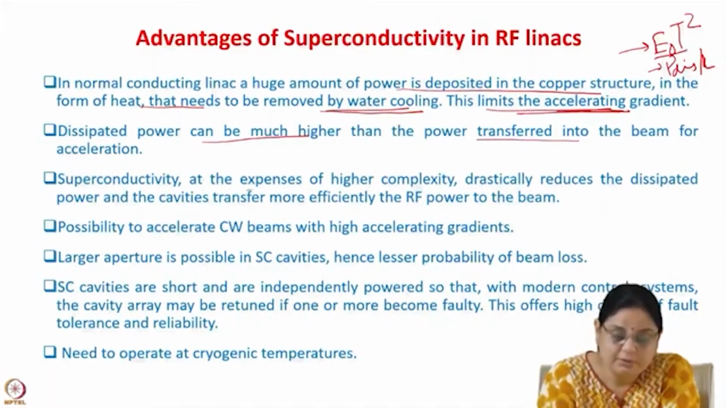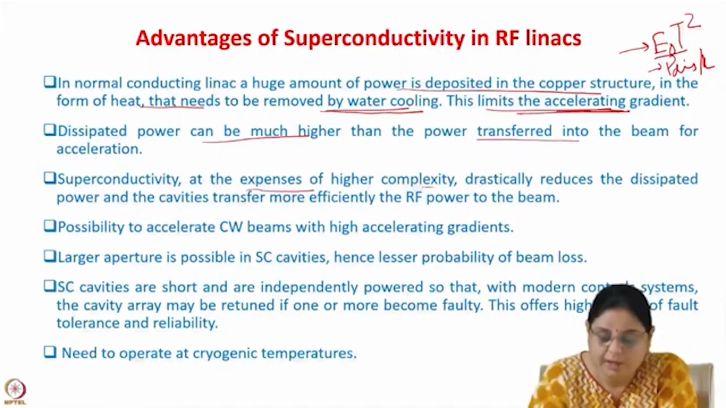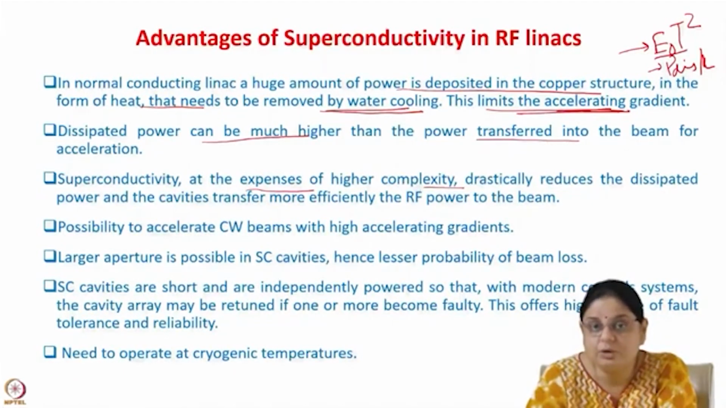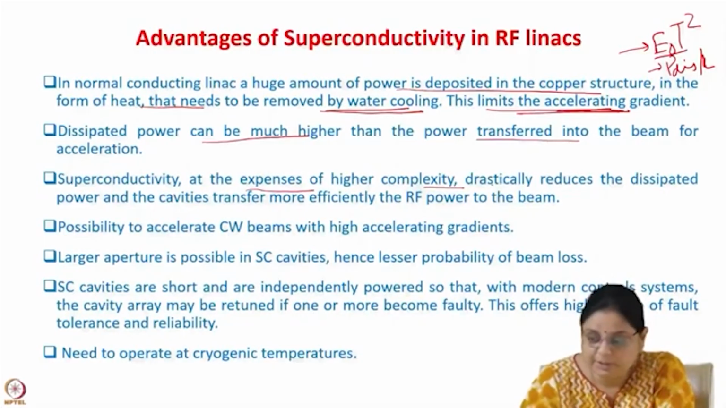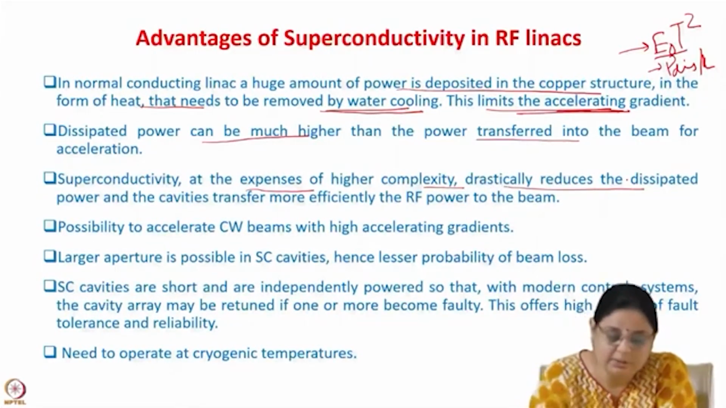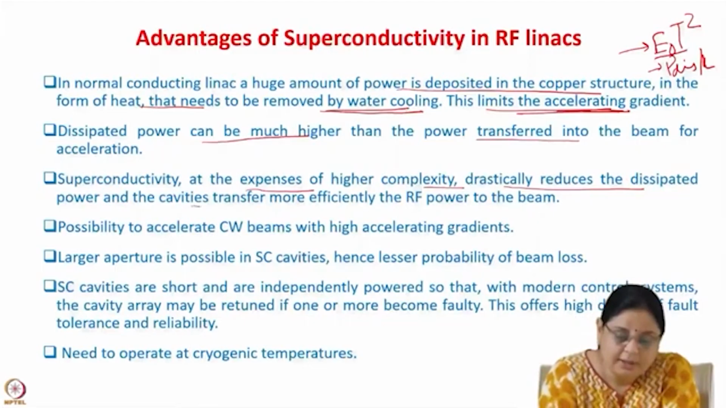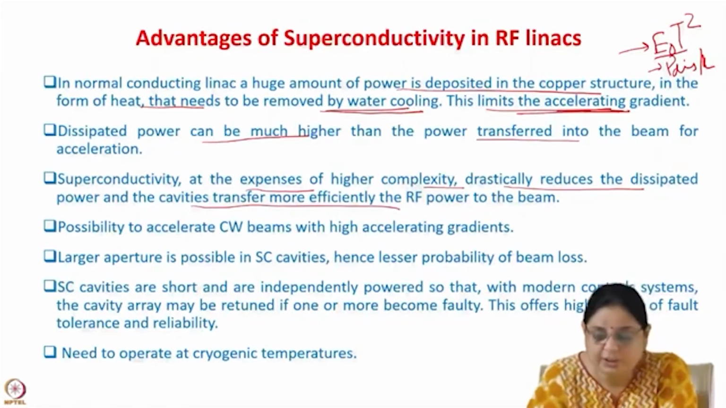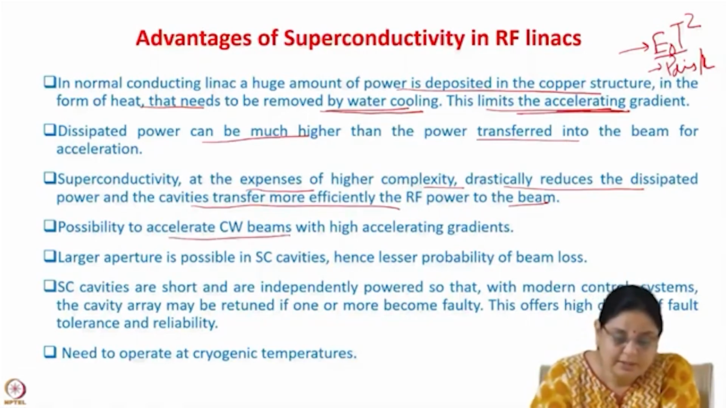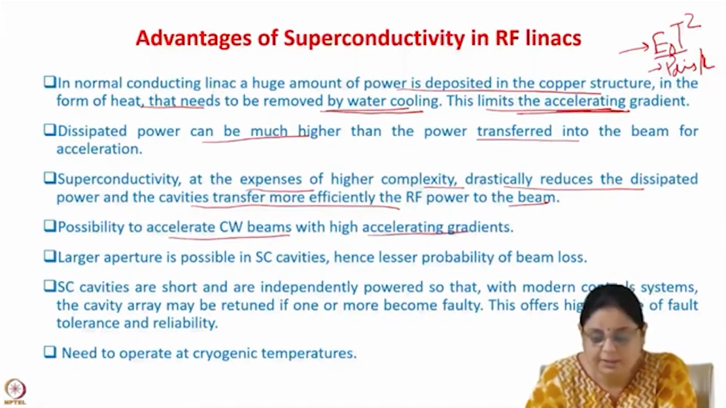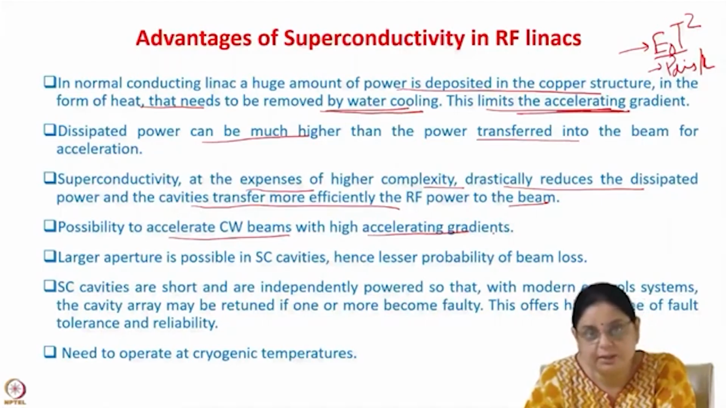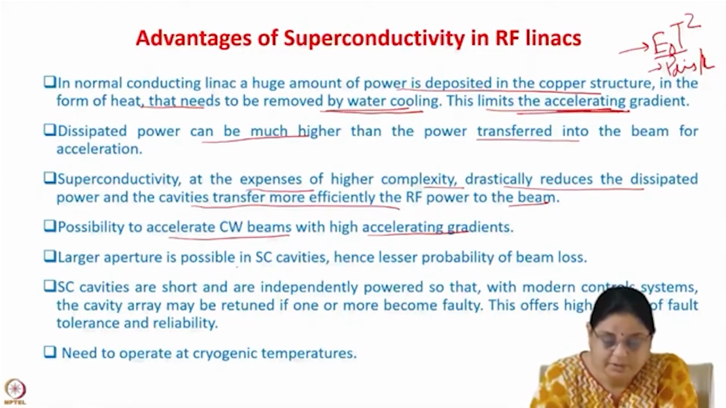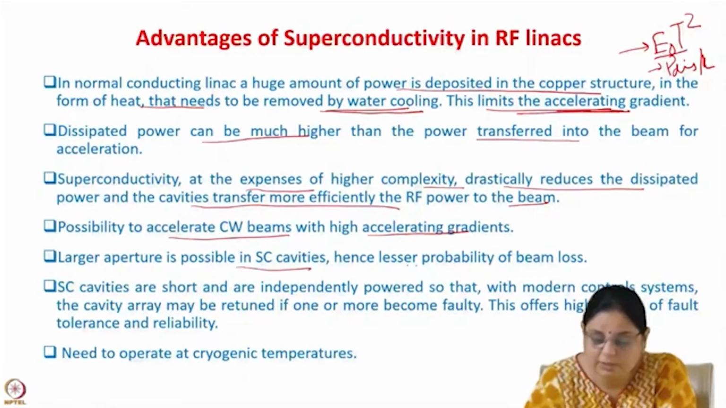Superconductivity comes at the expense of higher complexity. The system is now complex because you have to cool it to cryogenic temperatures. It drastically reduces the dissipated power, and the cavities transfer the RF power more efficiently to the beam. So there is a possibility to accelerate CW beams with high accelerating gradients in a superconducting cavity. A larger aperture is also possible, so there is less probability of beam loss.